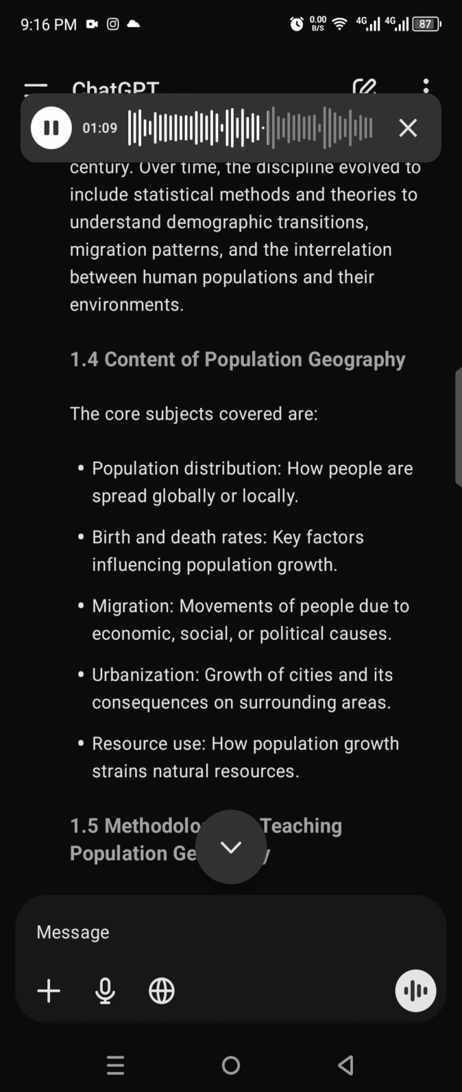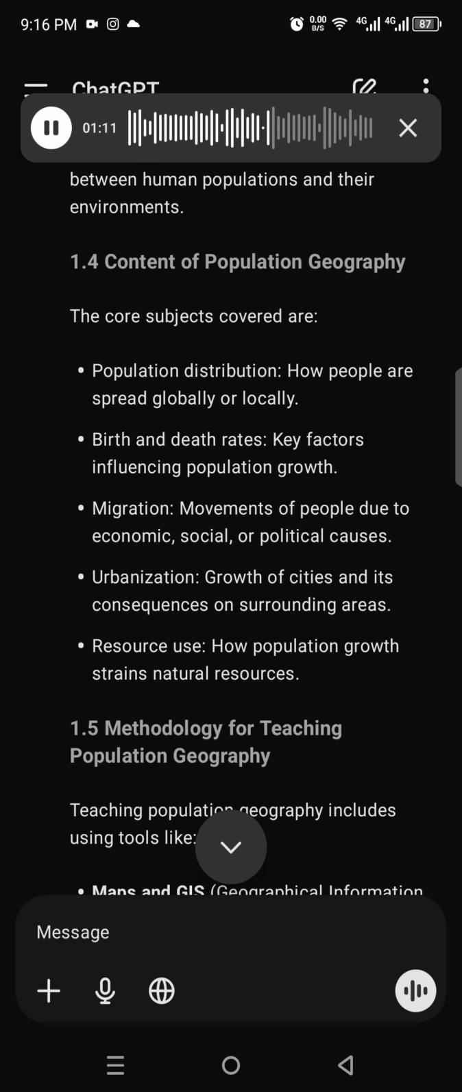1.4 Content of population geography. The core subjects covered are population distribution, how people are spread globally or locally; birth and death rates, key factors influencing population growth; migration, movements of people due to economic, social, or political causes; urbanization, growth of cities and its consequences on surrounding areas; resource use, how population growth strains natural resources.